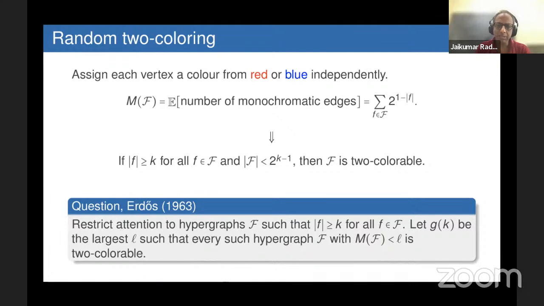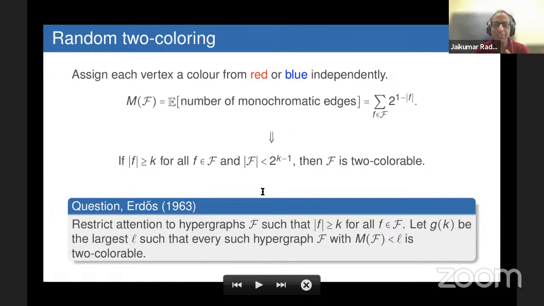I'm not sure I was very clear, so let me just read out what is written here. Let us consider those hypergraphs which have at least k vertices in each edge. So each edge has at least k vertices. And let g(k) be the largest L such that every hypergraph F with this expectation less than L is two-colorable.